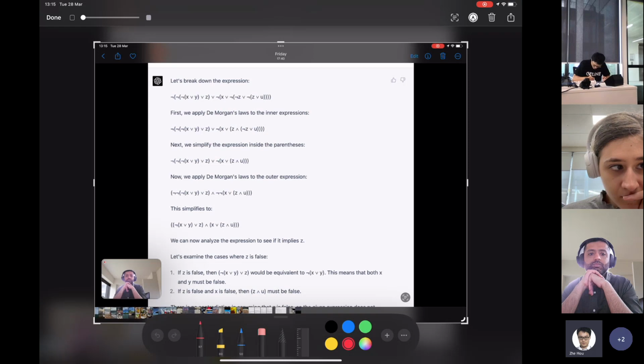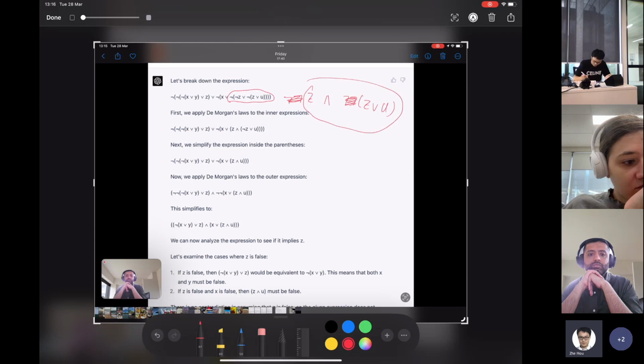So it says it's applying De Morgan's law here. Okay, and how would we apply De Morgan's law there? We're going to push the negation inside, but we're going to flip the or to an and. So we're going to get not z, and not (z or u). Okay, and those double negations cancel each other. So in the end, we get something like this, right?